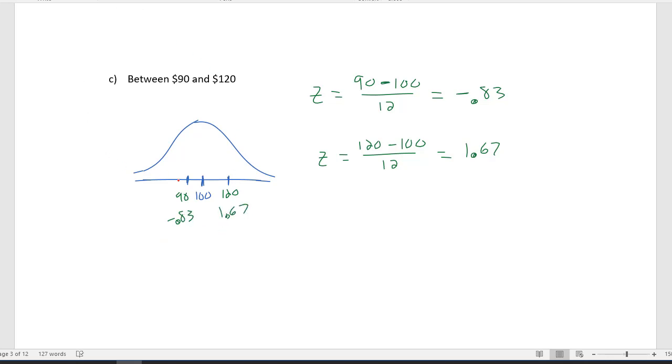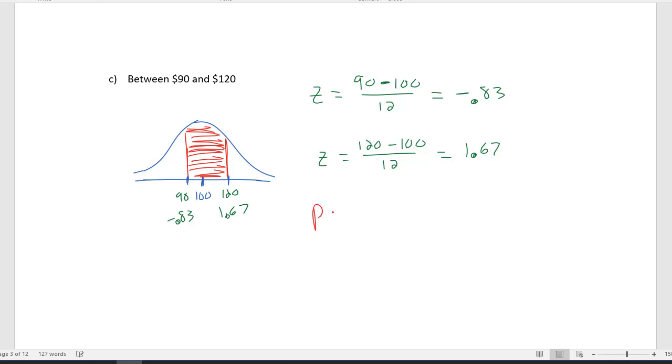Now let me switch to red. Remember, this problem is asking for the area between those two data values. And what we talked about in that last video was that I would have to look up the area under the curve for 1.67. That gives me the data all the way to the left, and then I need to subtract out the data to the left of 90.